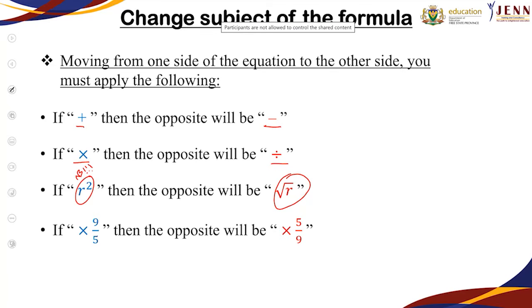Now, let's say you are given a fraction and they say you multiply by 9/5. When you move it to the other side, you are still multiplying, but now you swap your fraction. So now your numerator becomes the denominator and the denominator becomes the numerator. You have to know this, learners, how to change the subject of the formula.